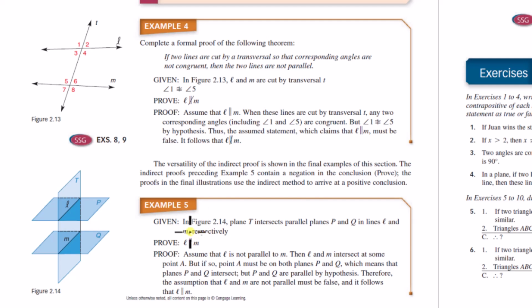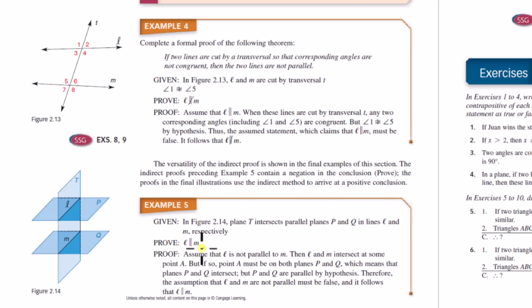So, okay, in figure 2.14, plane T intersects parallel planes P and Q in lines L and M respectively. Plane T intersects parallel planes P and Q and the resulting intersection of the lines L and M. Prove that L is parallel to M.